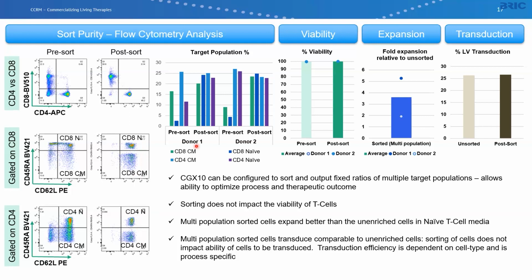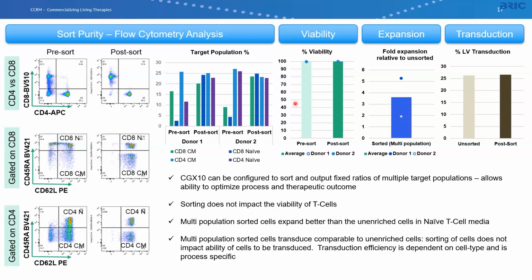If we look at the bar plot here, which is a summary, you can see that from pre-sort to post-sort, the populations CD8 central memory, CD4 central memory, CD8 naive, and CD4 naive, which before the sort were completely randomly distributed, after sort get very nicely between 20 and 25%. I think the second donor is even clearer. It's really nicely aligned around the 23-24% mark, showing that the CGX10 can be configured to sort and output cells at a fixed ratio of multiple target populations.